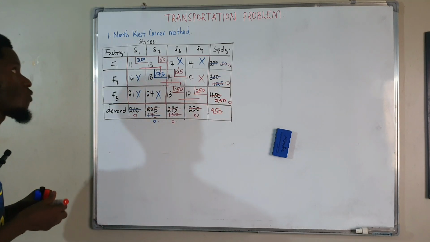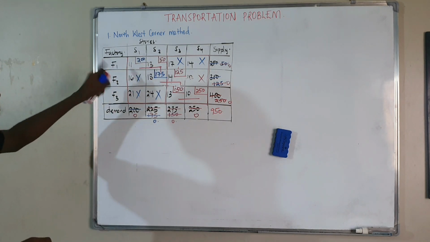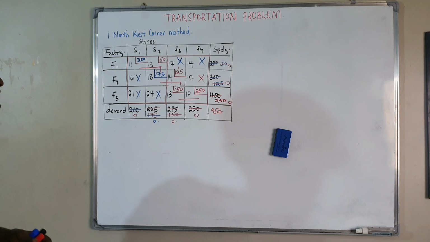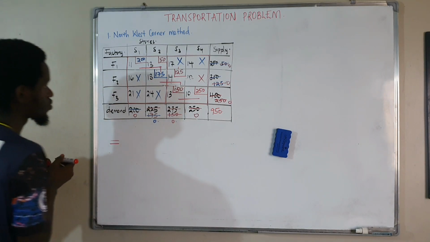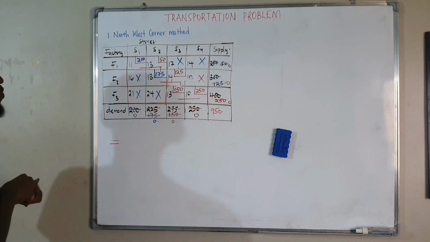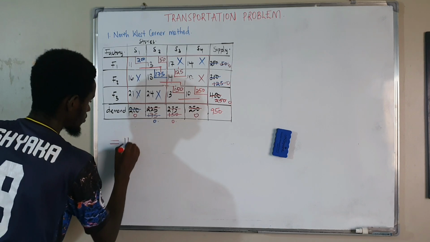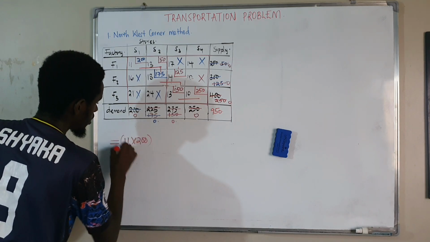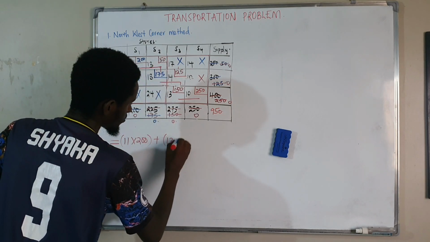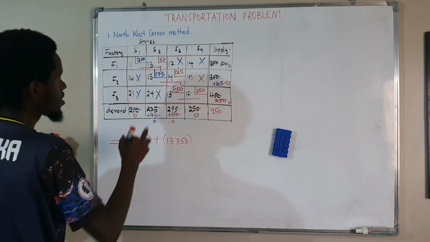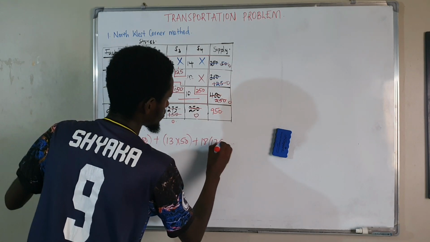But that is only when we are given 4 stores and 3 factories. Therefore, my transportation problem is going to be equal to the following. The cost of transporting the 200 items is going to be 11 times 200, plus 13 times 50, then plus 18 times 175.